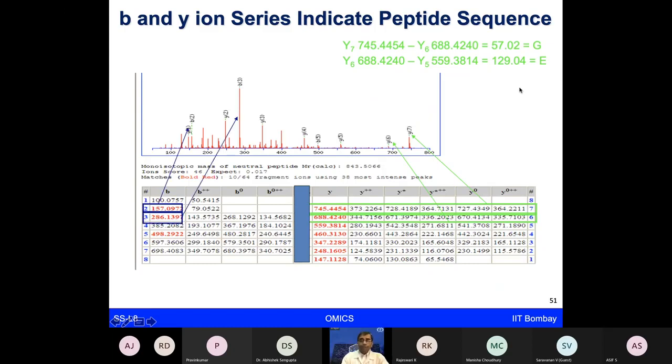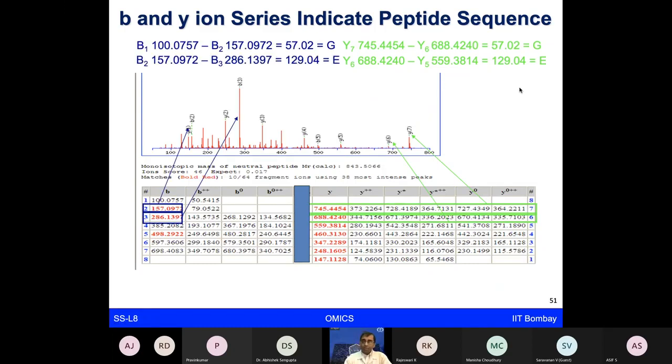Now if you look at the corresponding B ion series, that gives you the same difference, because the B and Y ions are complementary from opposite sides. So that confirms that this is actually the right amino acid. And this is what software does for us. It quickly generates that peptide sequence from that spectra.